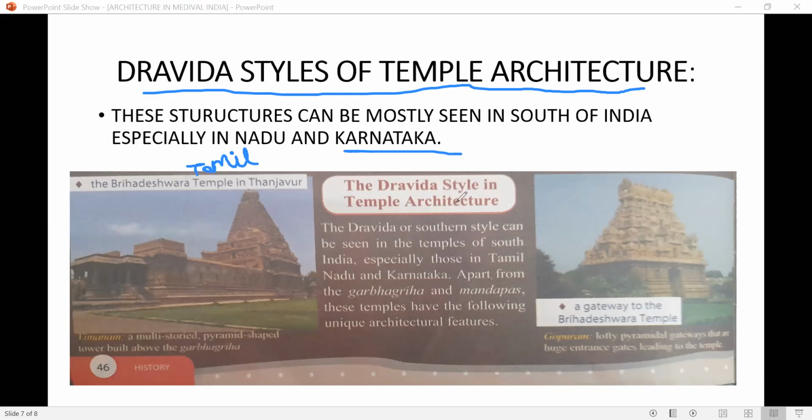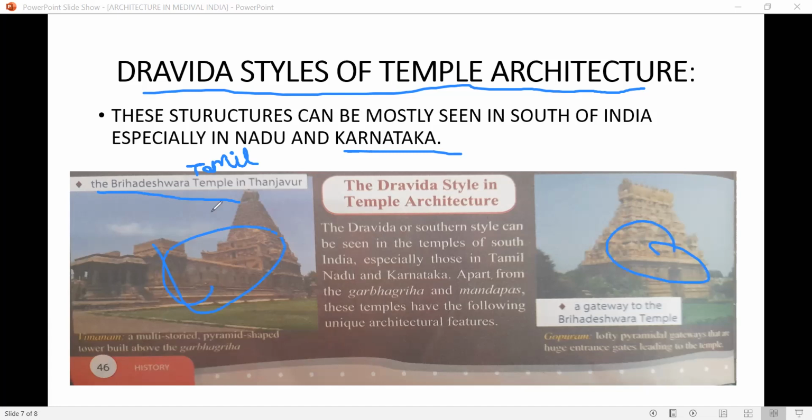Apart from the Garbhagriha and the Mandapas, which are the same, the Dravida style has the following unique features. The other things in these examples are totally different. Let's discuss them also. The Brihadeshwara temple, over here we have it in Thanjavur.